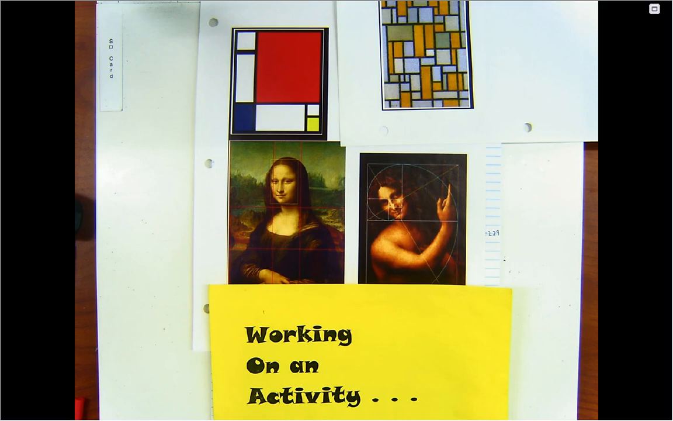I got a 1.6. This one, the one around Mona Lisa's head. That's exactly a perfect rectangle, it's 1.6, right around this golden hair.